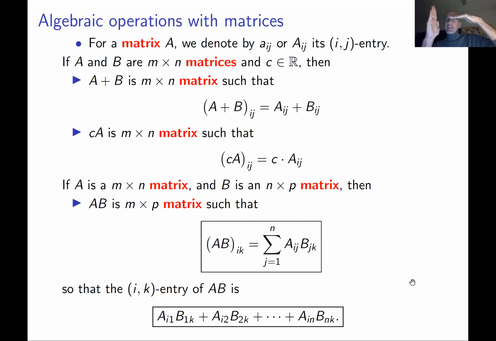If you imagine that this ith row, if you rotate it like this, so you get a vector, and these two vectors, the ith row of the matrix A and the kth column of the matrix B, live in the same space, Rn. They have the same number of entries, so you can take the dot product, and this actually looks like a formula for the dot product of these two vectors. So you get a number, and you put this number as the ik entry of the matrix AB.